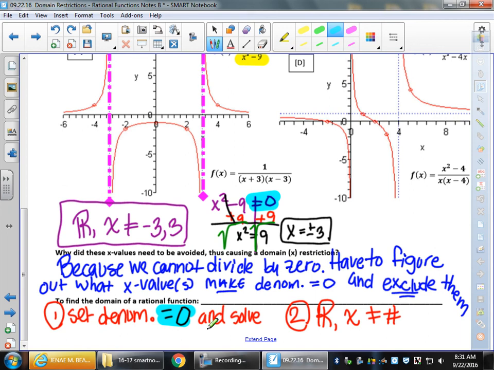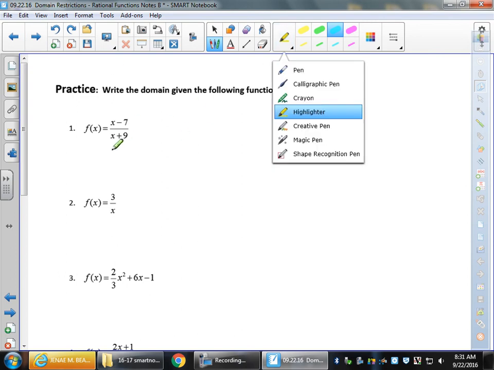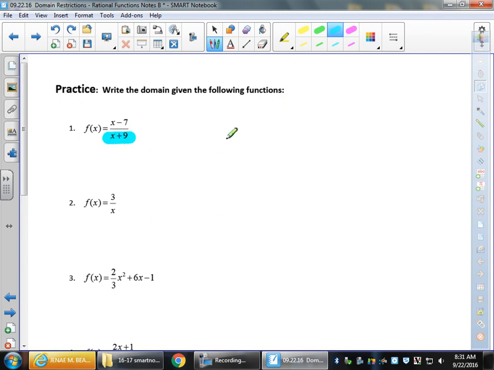As soon as you're ready, we're going to practice. So go ahead and turn the page. In this practice, what do we no longer have? No graph. But we have a strategy that doesn't require a graph. What are we going to highlight in number 1? What's the only piece of this rational function we're going to pay attention to? X plus 9. So take your highlighter and let's highlight x plus 9.